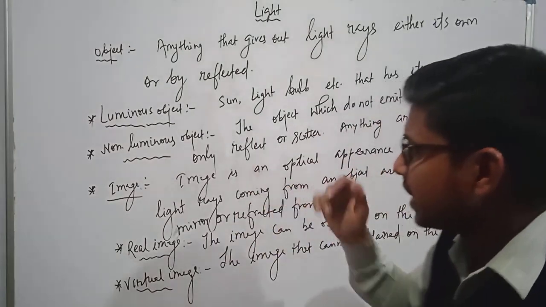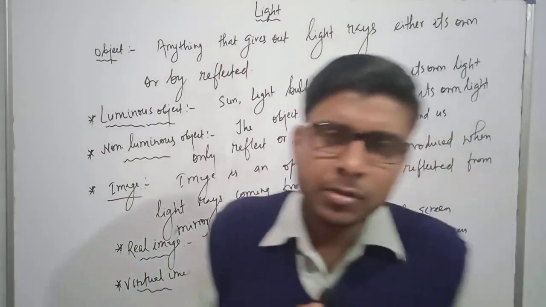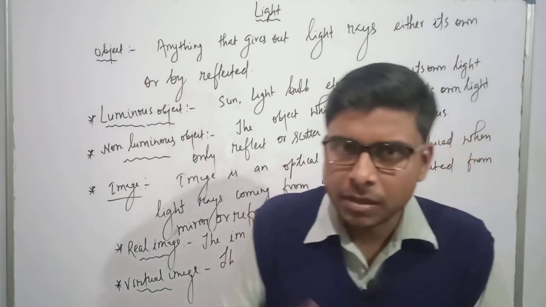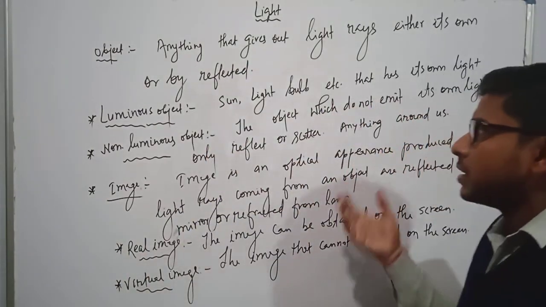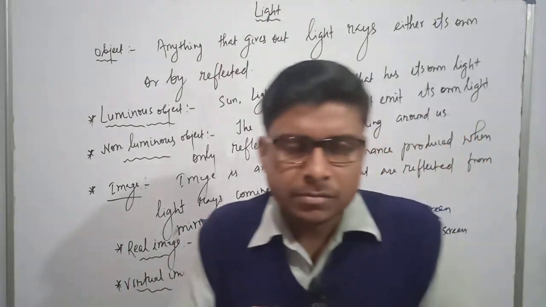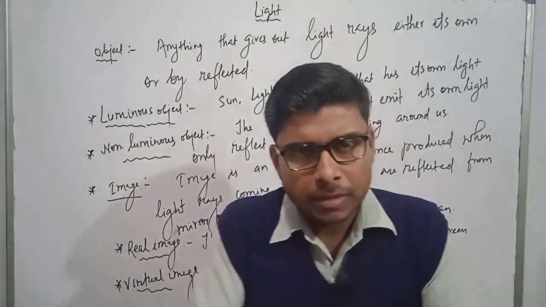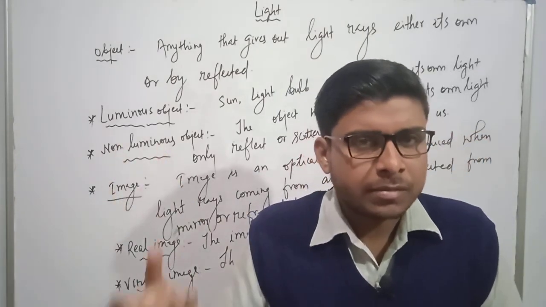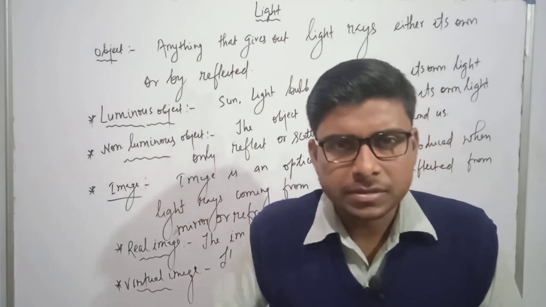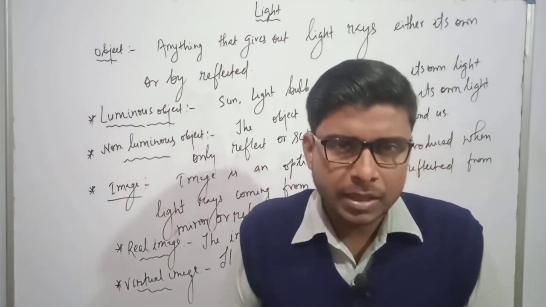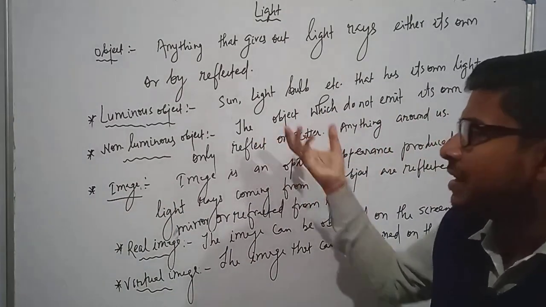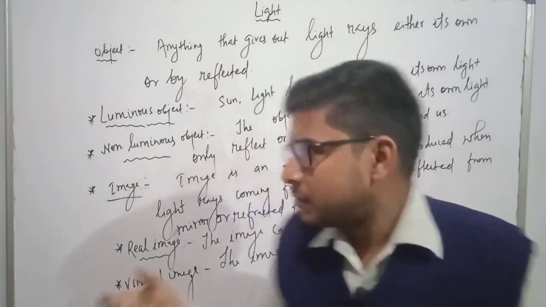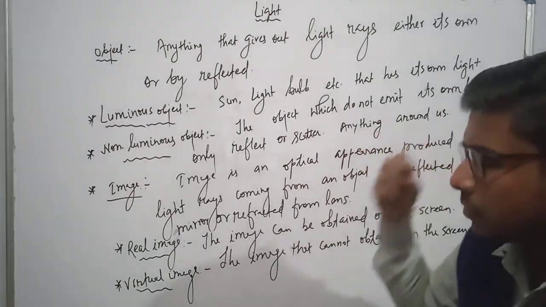Second thing, objects are categorized into two very basic groups: luminous objects and non-luminous objects, which you have been studying from class 5 onwards. A luminous object is any object that glows, that emits its own light to glow. For example, the sun, an electric bulb, and a tube light, because they glow using their own light. Whereas a non-luminous object is anything that is visible because of the scattering of light.